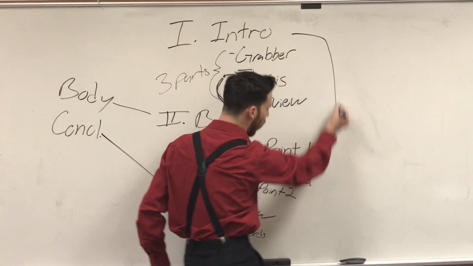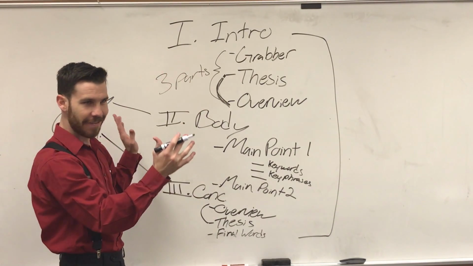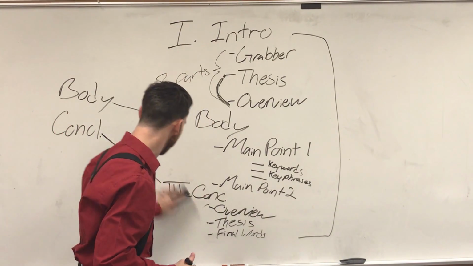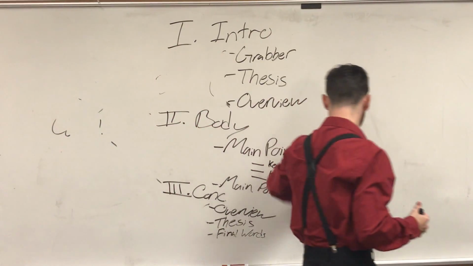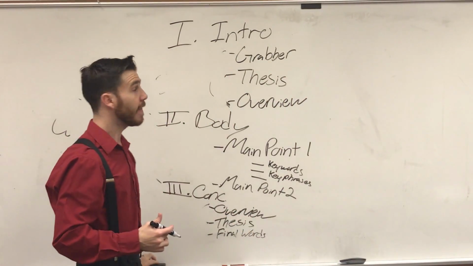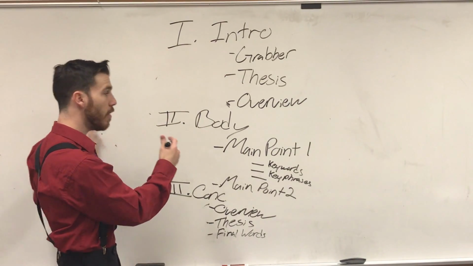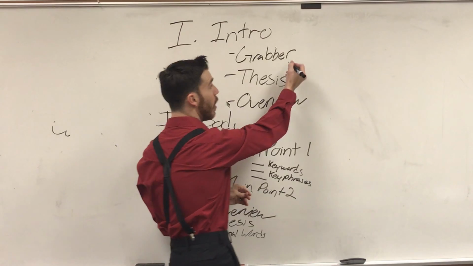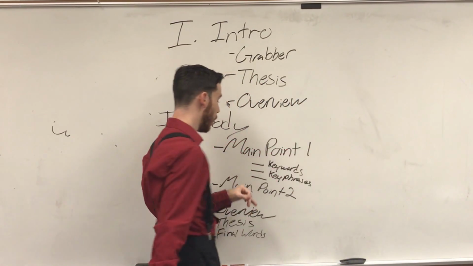So you're going to need all of this, and this is how your outline's going to look, not with all the extra stuff I have, okay? So basically, we erase all of this. Your outline will look like this. Now, for where it says grabber, thesis, overview, you're actually going to write out your grabber. You're going to write out your thesis. You're going to write out points for your overview, okay?